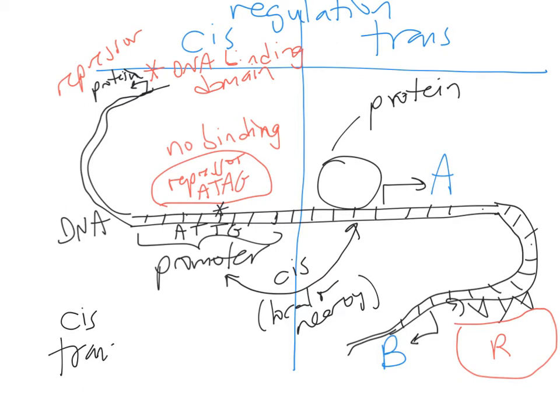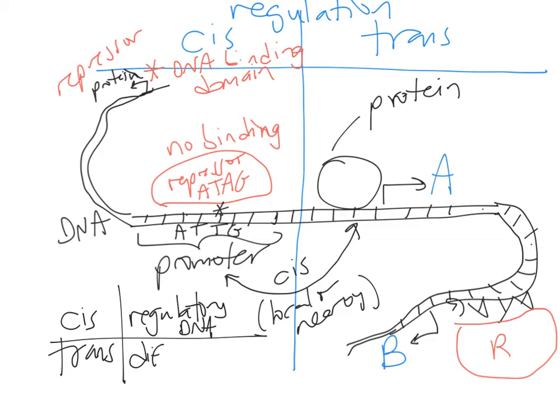is that cis mutations are almost always regulatory mutations to regulatory DNA sequences, because those sequences act locally to regulate the gene that they're next to. Trans effects are almost always, they can act over long distances, usually because they're diffusible, because you've created a mutation that affects a protein.